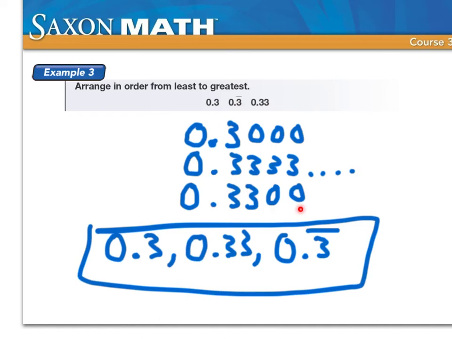Make sure on your assignment you show me this work where you're lining up the digits. Don't just try to put them in order from least to greatest. I want to see this kind of work right here.